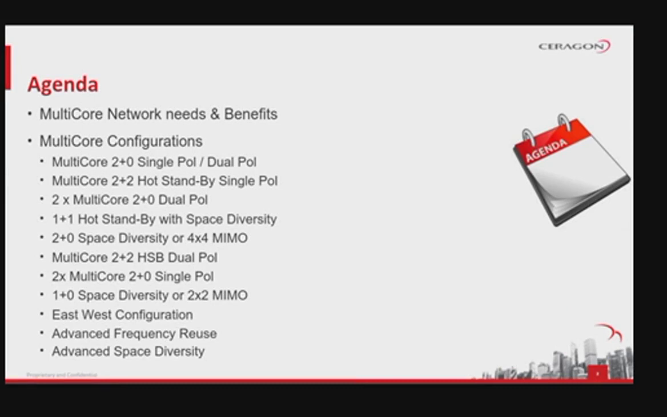The agenda of this module will cover the following topics: multi-core network needs and benefits, multi-core configurations, such as multi-core 2+0 single or dual polarization, multi-core 2+2 hot standby single polarization, 2 times multi-core 2+0 dual polarization, 1+1 hot standby with space diversity, 2+0 space diversity or 4x4 MIMO, multi-core 2+2 hot standby dual polarization, 2 times multi-core 2+0 single polarization, 1+0 space diversity or 2x2 MIMO, east-west configuration, advanced frequency reuse and advanced space diversity.